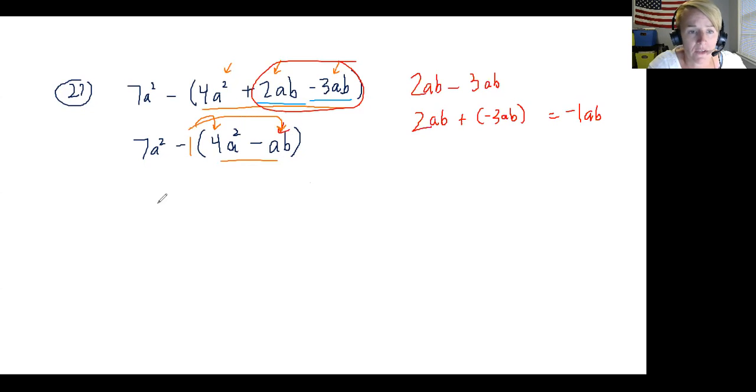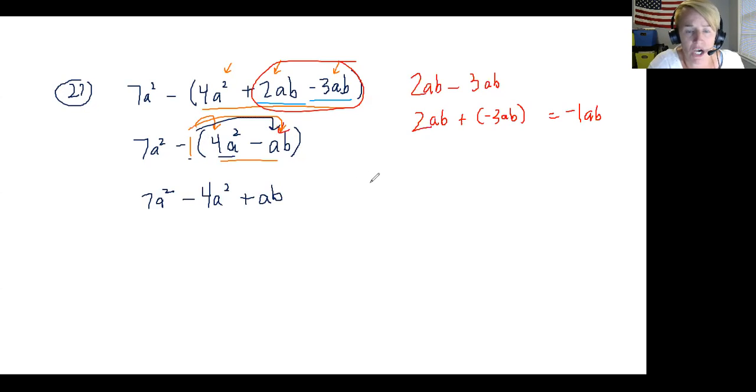So let's do this math. I'll copy down my 7a squared. Now, negative 1 times a positive 4a squared. Anything times 1 is just itself, so I'm dealing with a 4a squared. But now it's going to be negative because a negative times a positive is a negative. Okay, and then I'm going to do this one. So negative ab times a negative 1, anything multiplied by 1 is just itself, so I have an ab, and I have a negative times a negative, so now I get to have a positive. A negative times a negative is a positive, so I get a positive ab.